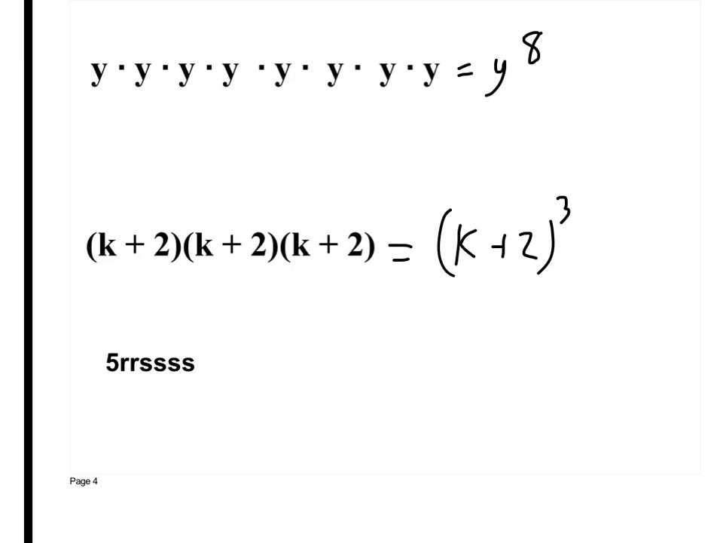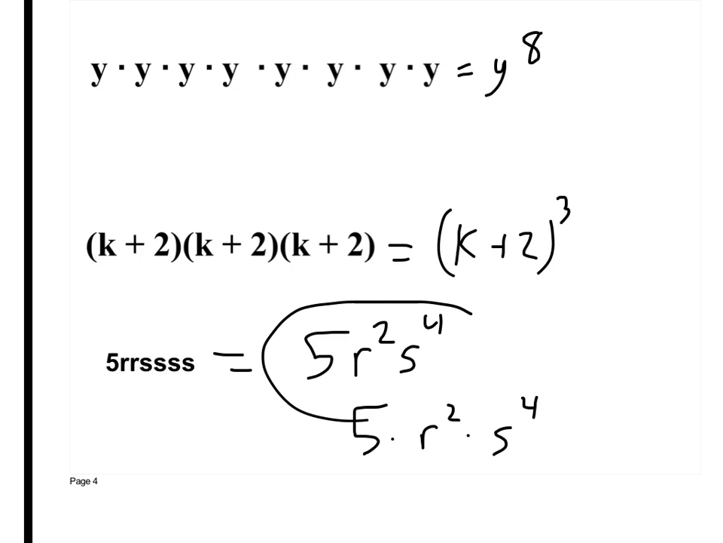Here I have 5rrssss. What I want to do is simplify it by raising it to a power. 5, I raise to the 1 power, which I just leave alone. I don't do anything to it. I raise the r to the what power? 2. There are 2 of them. And I raise the s to the what power? 4. I can write it like this, or I can write it like this. This is the way they write it in the book. It's 5 times r squared s to the 4th power. Any questions?